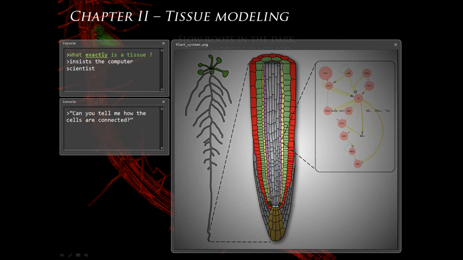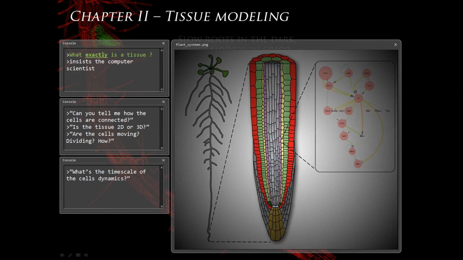Can you tell me how the cells are connected? Are they touching? How are they touching? Can you tell me if the tissue that you're looking at is 2D or 3D? Do you look at the time or just at a single moment in time? Are the cells moving, dividing? What are the rules that govern those movements or those divisions?